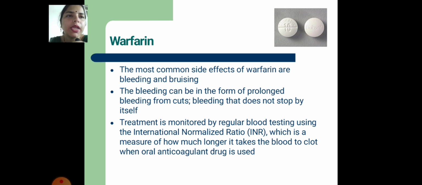The most common side effects of warfarin are bleeding and bruising. The bleeding can be in the form of prolonged bleeding from a cut, or bleeding that does not stop by itself. Treatment is monitored by regular blood testing using the international normalized ratio, which is a measure of how much longer it takes the blood to clot when an oral anticoagulant drug is used.